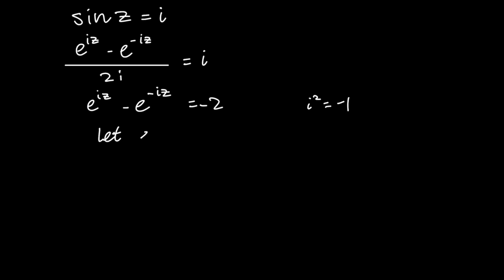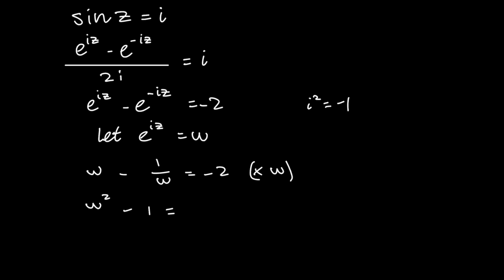Now we're going to let e to the iz equal w. So what we have here is w minus w to the minus 1 equal to negative 2, which is also the same as having 1 over w. We multiply through by w for each term: w times w is w squared, minus w over w, which is just 1, is equal to minus 2w. So we bring this minus 2w across, and we get w squared plus 2w minus 1 is equal to 0. Now we have a standard form of a quadratic equation, and we'll solve for w.